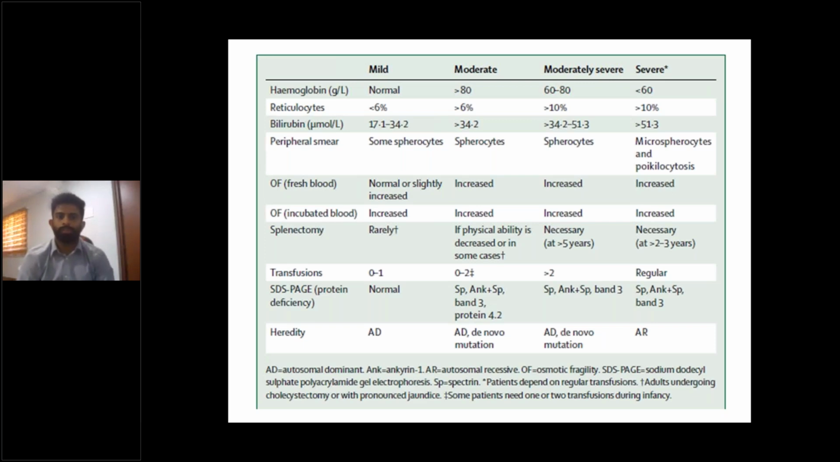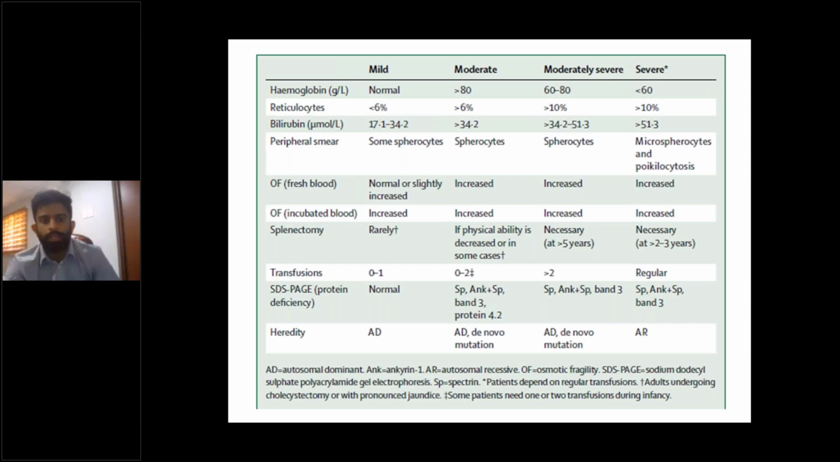The peripheral smear shows some spherocytes in mild. In moderate and moderately severe, it shows spherocytes. In case of severe, it shows microspherocytes and poikilocytosis. Osmotic fragility in case of fresh blood is normal or slightly increased in mild. In moderate, moderately severe and severe, it is increased. Of incubated blood, osmotic fragility is increased in all cases from mild to severe.